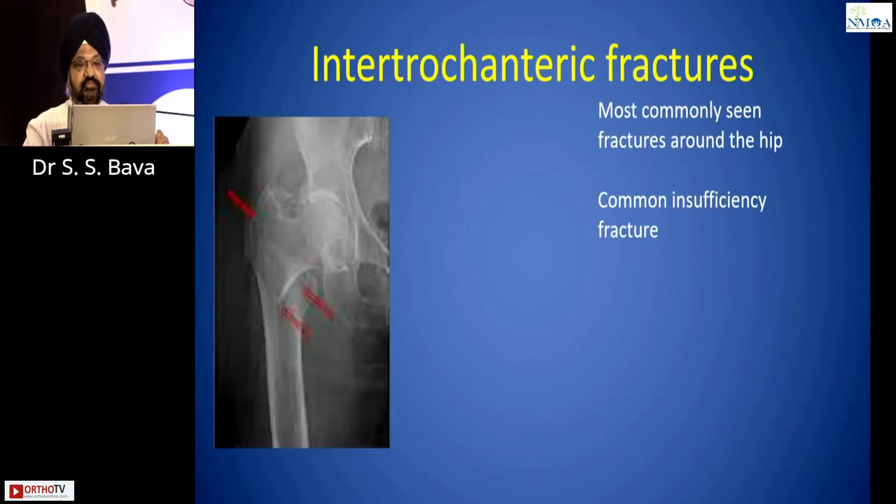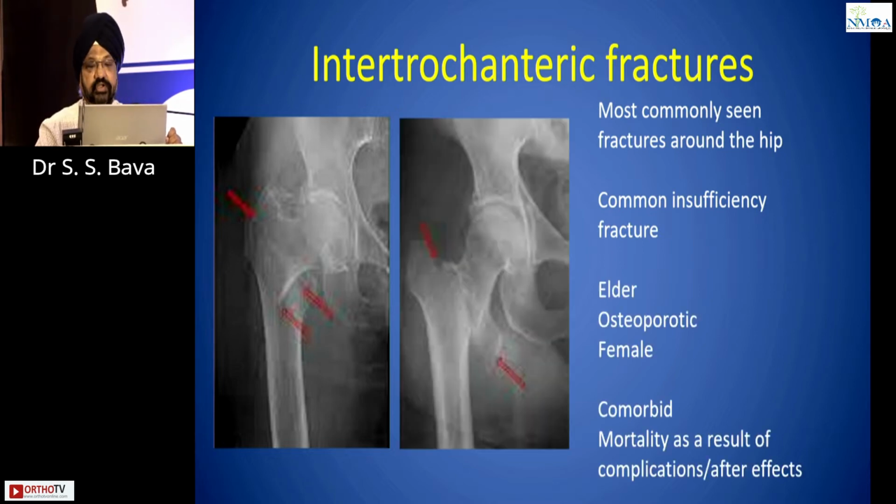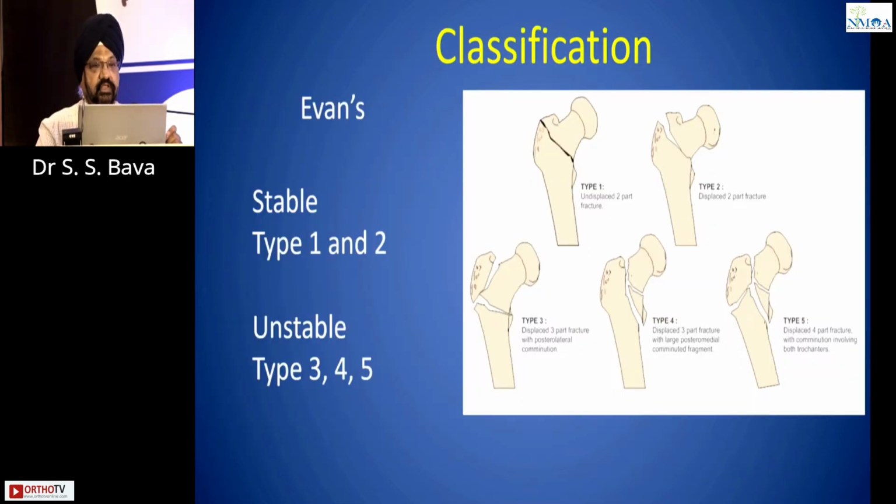Intertrochanteric fractures are the commonest fractures around the hip, around 50% of them. They are common insufficiency fractures because of insufficient osteoid. They commonly occur in elderly osteoporotic females with comorbidities, and mortality results from complications and after effects. We classify IT fractures into stable and unstable types.